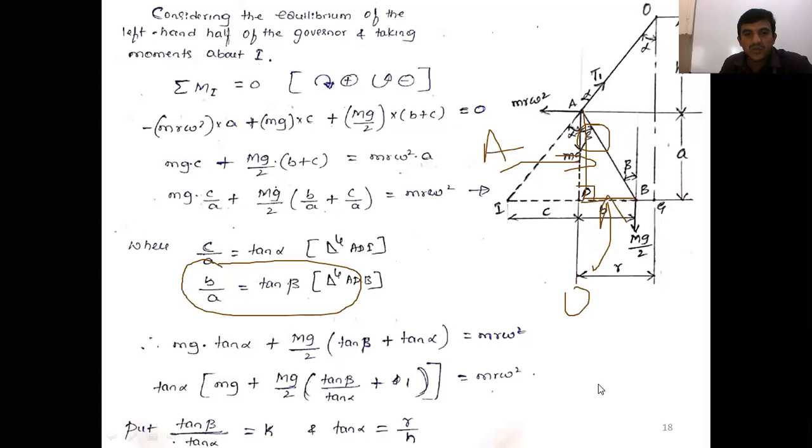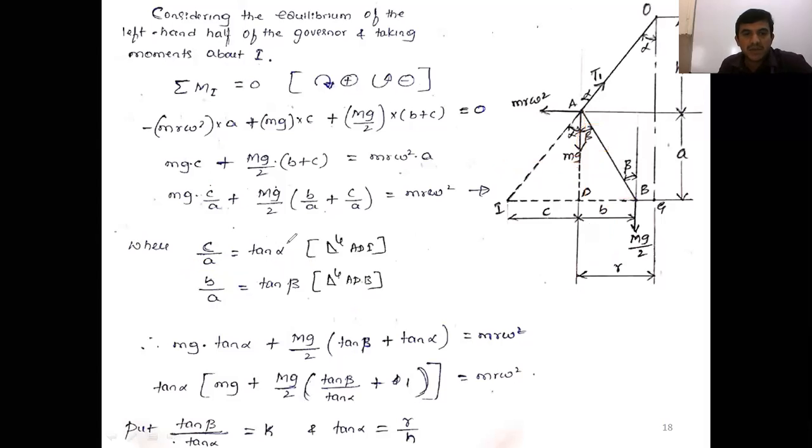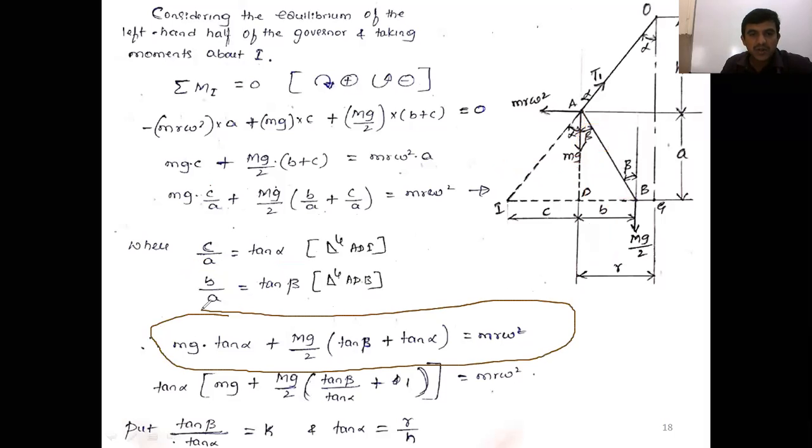Right? Now substitute those values. What is C by A? C by A is tan alpha. B by A is nothing but tan beta. Once you substitute, then go for further simplification. Now if you substitute C by A equal to tan alpha and B by A equal to tan beta, we get this equation.